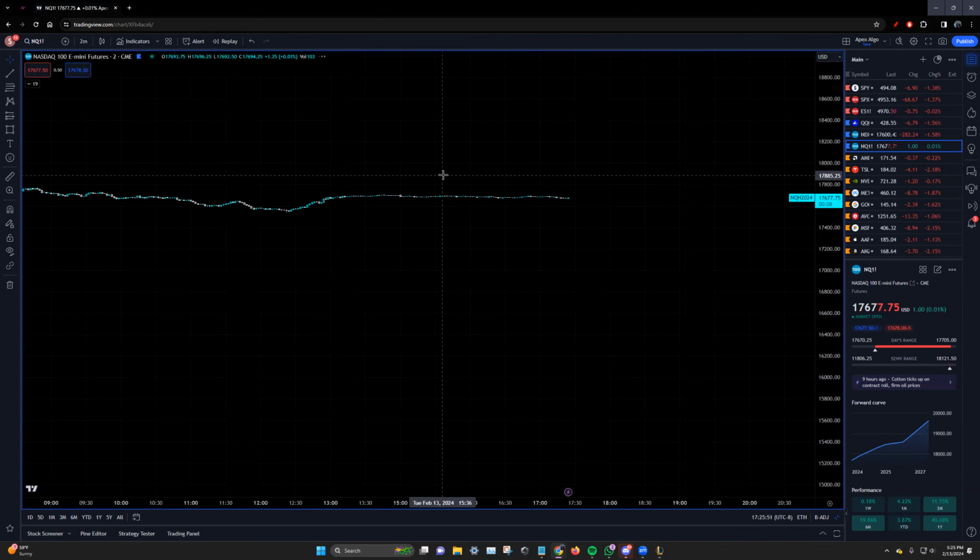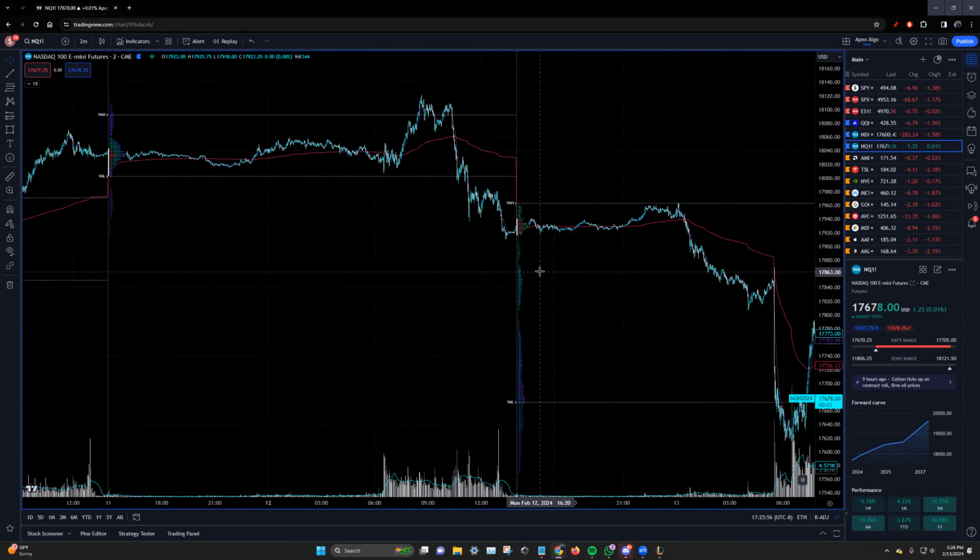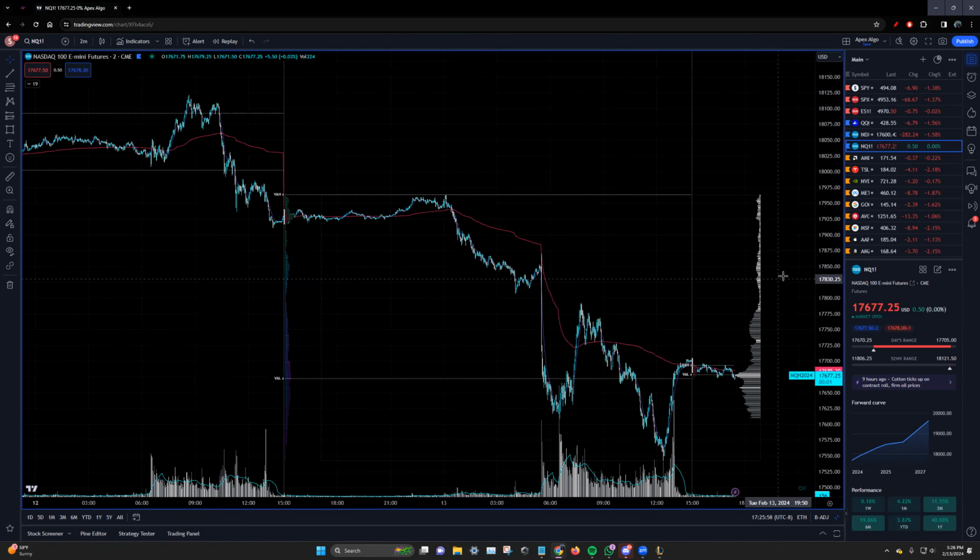Then you also have what's called TPO profile, which is this right here. It doesn't show on my chart very well because it's pre-market action.